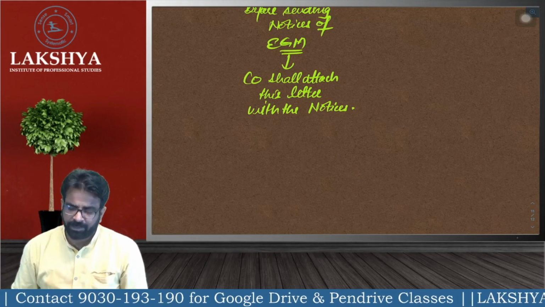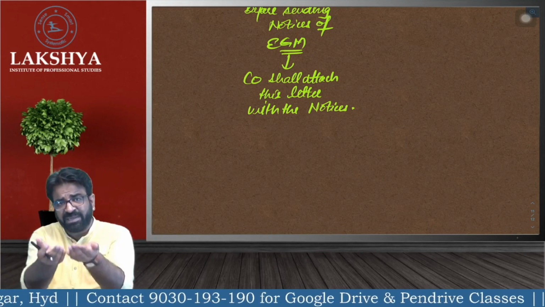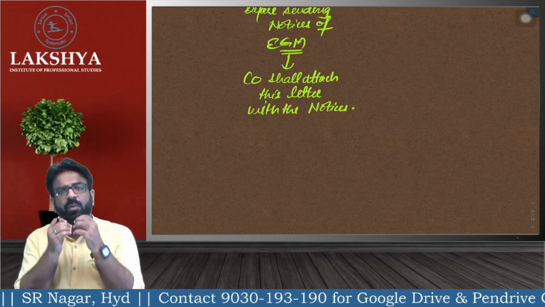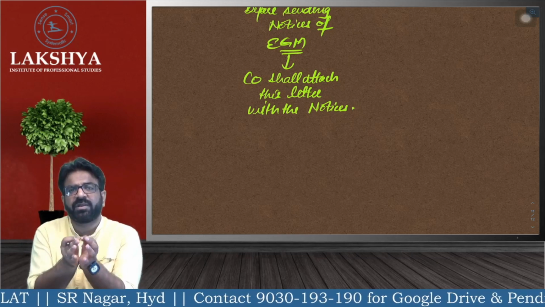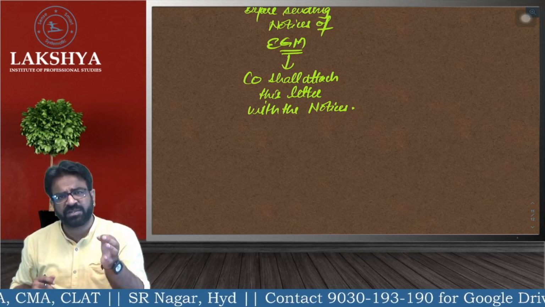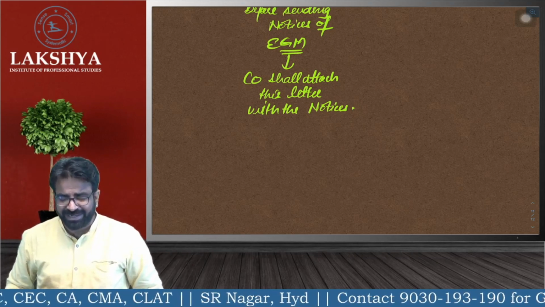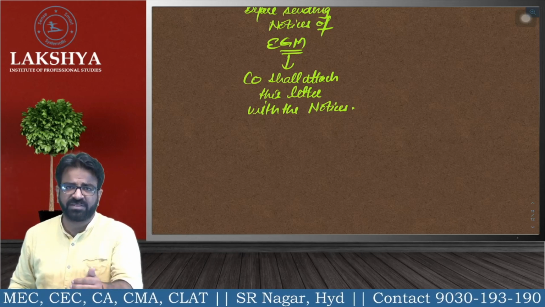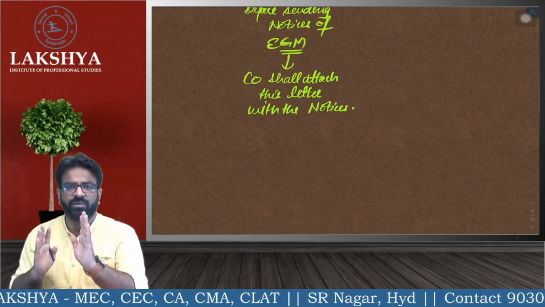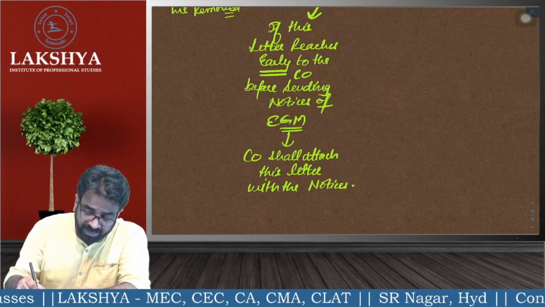So the company will attach this letter with the notices so that members, when they come to the EGM, are already informed. They have already understood why this auditor should not be removed. According to the defending letter, they must have already learned what he has written in that letter. That's why we are sending it. When we send the notice of an EGM, we attach this letter with that EGM notice and send it to the members. That is what happens if this letter reaches the company early.